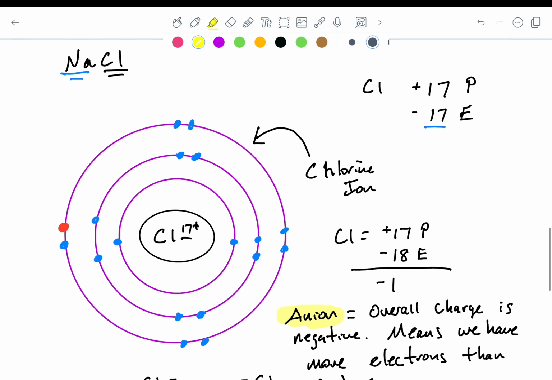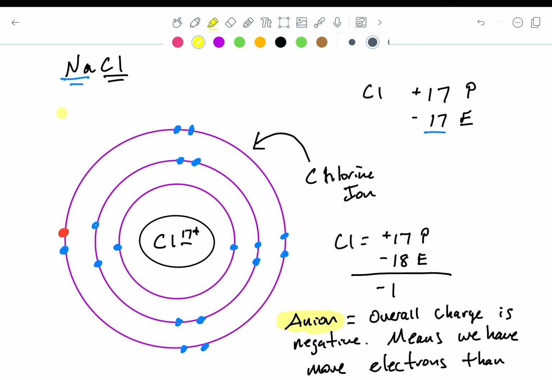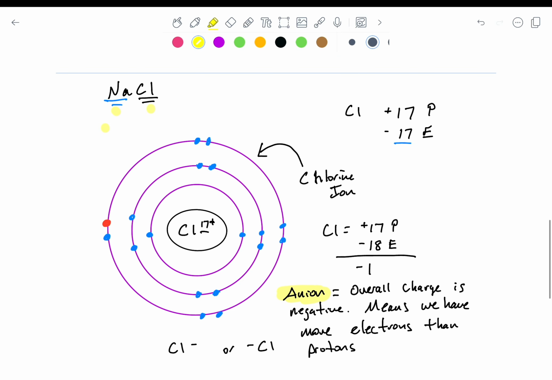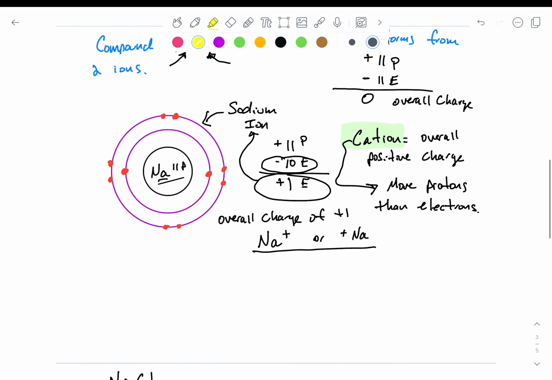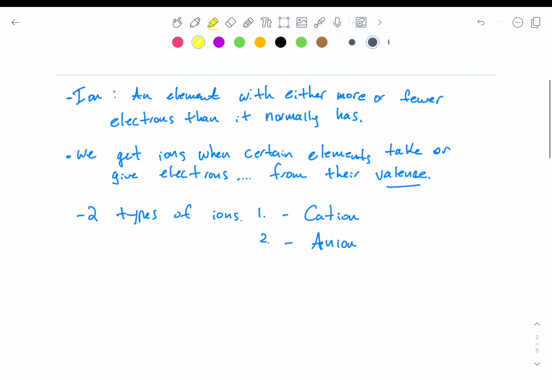In this case, if we are looking at NaCl, it means that sodium gave away an electron and chlorine went and got that electron. All right, so that's pretty much a little tutorial of how anions and cations form. Remember, by definition, an ion is an element with either fewer or more electrons than it normally has. We get it when certain elements take or give electrons. Again, those come from the valence, and we've got 2 types of ions, cations and anions.